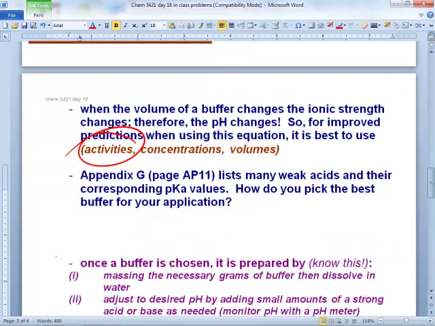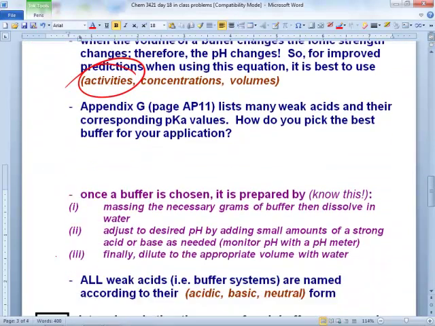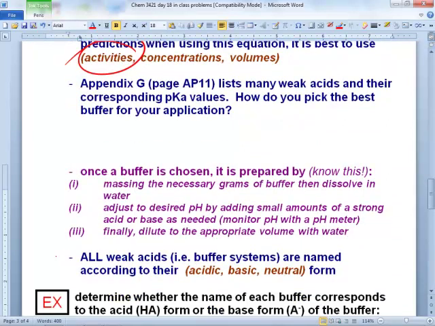Appendix G, page AP11, lists a whole lot of weak acids and their pKa values. If you don't believe me, just flip it open, right? No one brings their book anymore, I don't think. But there's a whole bunch of names and formulas and all this stuff. How do you pick a buffer? You're supposed to use that table to pick a buffer.